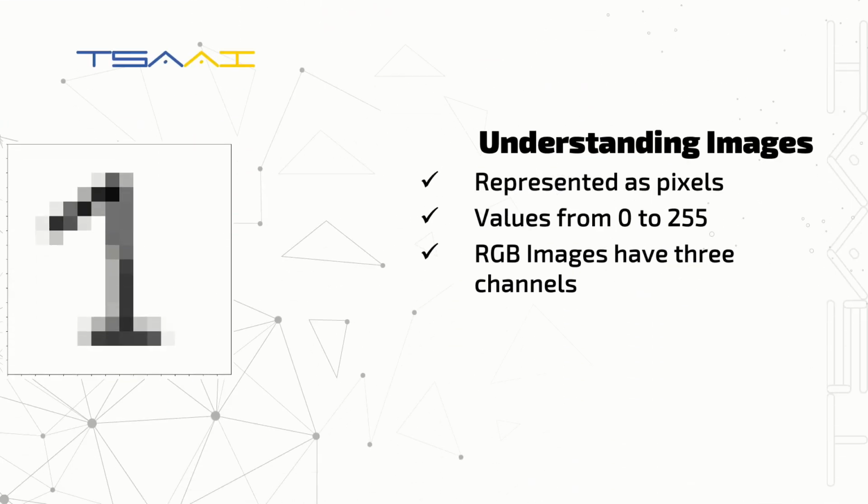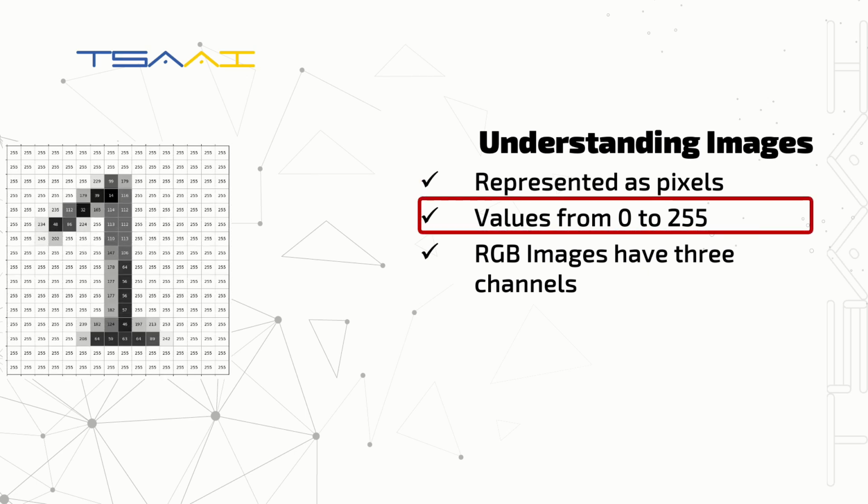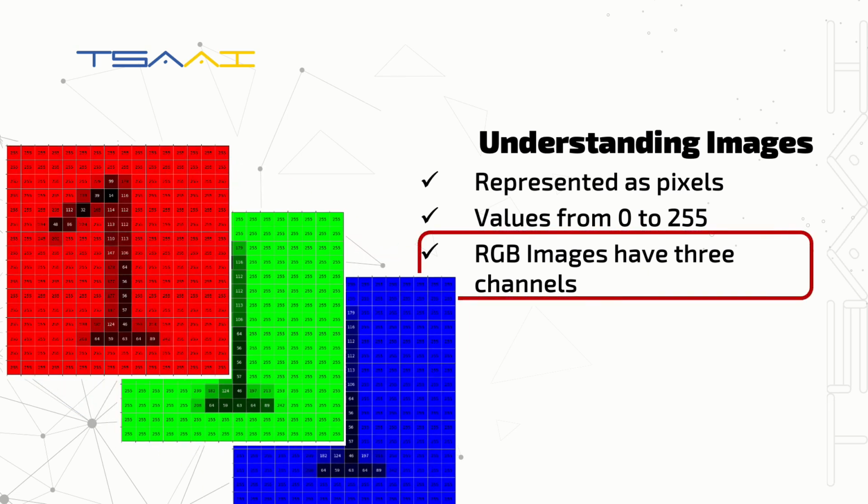In computers, images are represented as pixels, with grayscale images consisting of values ranging from 0 to 255. Color images introduce additional channels such as RGB, encoding red, green, and blue values. Understanding these basics sets the stage for deeper exploration.